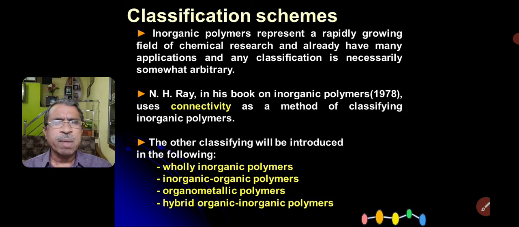The fully inorganic polymers contain elements other than carbon, like nitrogen, sulfur, silicon and so on. The inorganic organic polymers contain other inorganic elements and carbon in the backbone. Organometallic polymers contain metal atoms and organic molecules in the form of a chain. And lastly, the hybrid organic inorganic polymers, which we have discussed, like silicones, phosphazenes and so on.